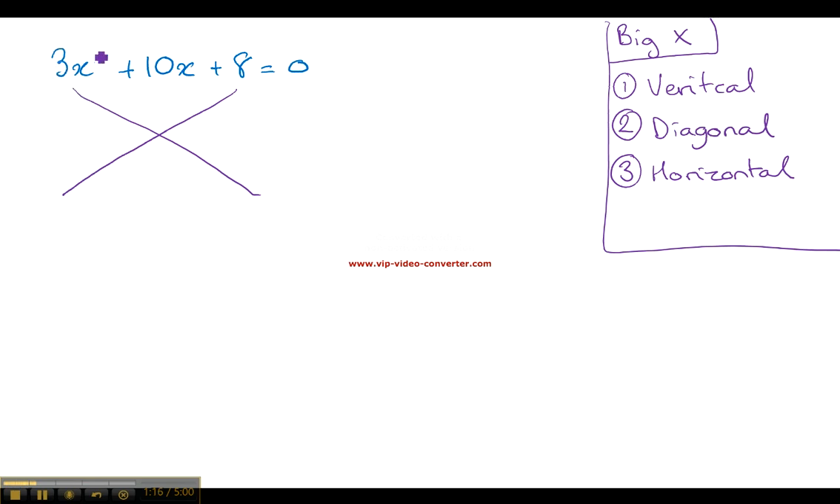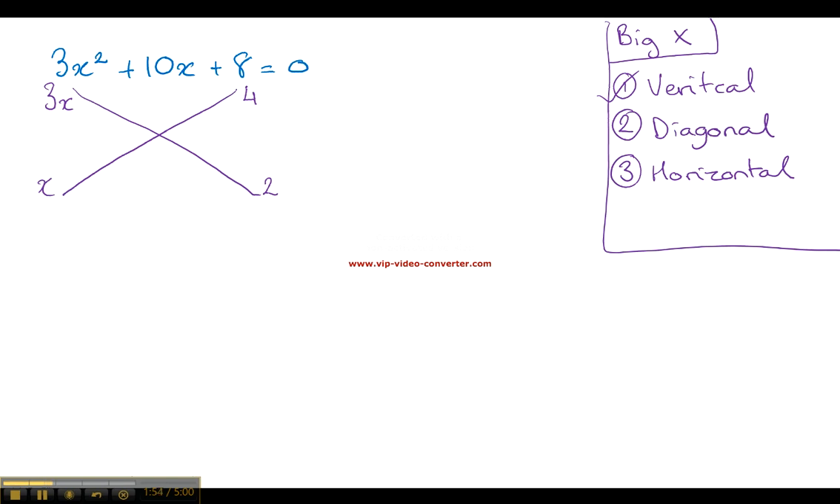You ask what two numbers multiplied together will give us 3x squared? Well, 3x times x gives us 3x squared. That's us working along the vertical. Again, we work along the vertical. What two numbers multiplied together will give us 8? Well, let's look at 4 and 2. I know we could use 8 and 1, but we'll see why I've written it in this orientation in a minute. So we've done the verticals, check.